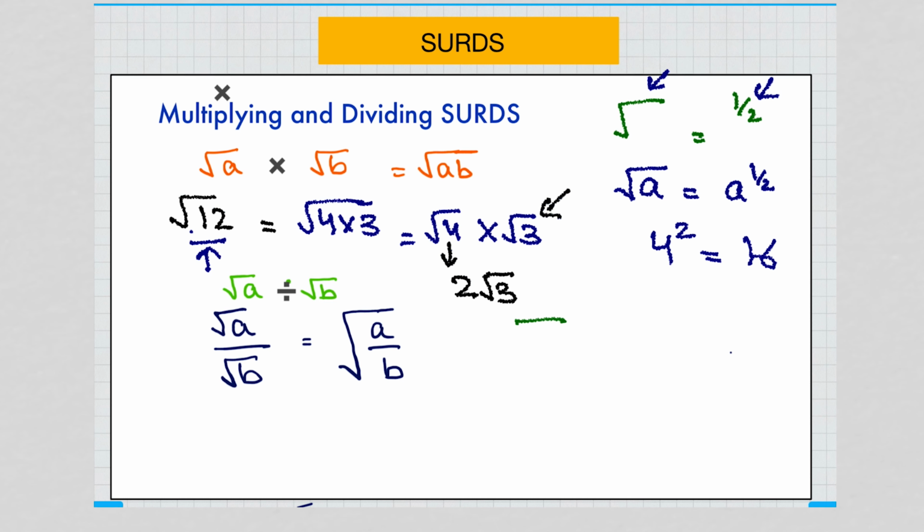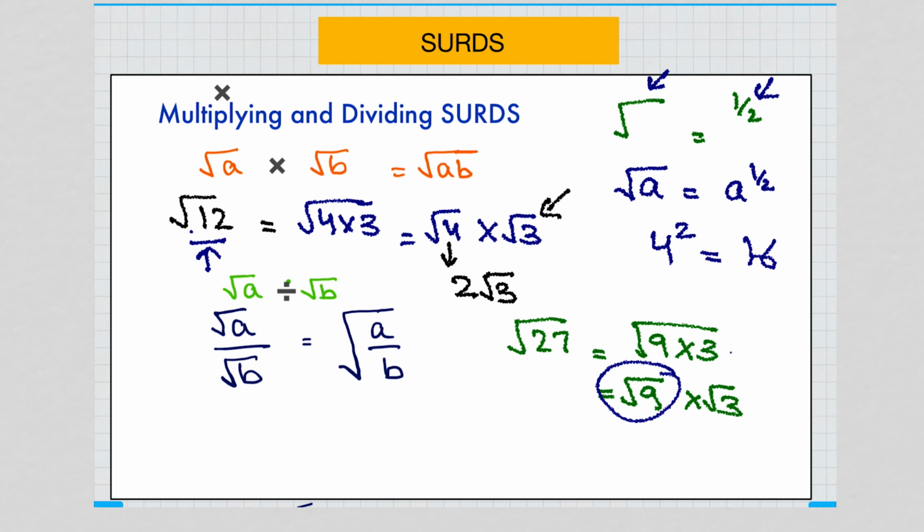Look at another example. If you have root 27, in order to split it, I can write 9 times 3 is 27. Next step, just split it a bit further. Root 9 times root 3. We all know root 9 is just 3. And we can't do anything with root 3. We would just write root 3 as it is.